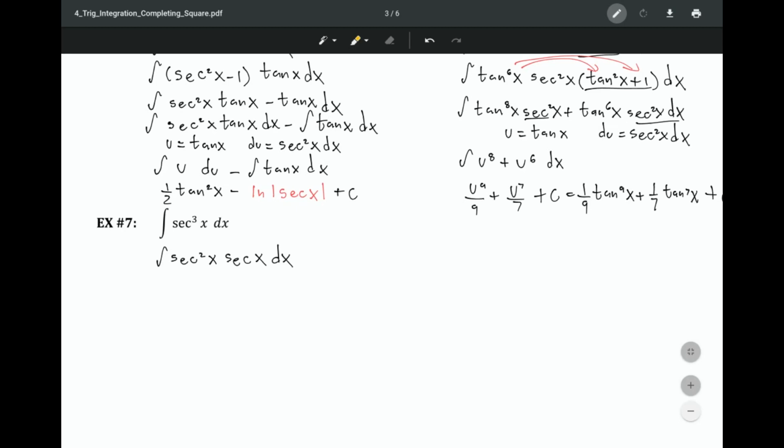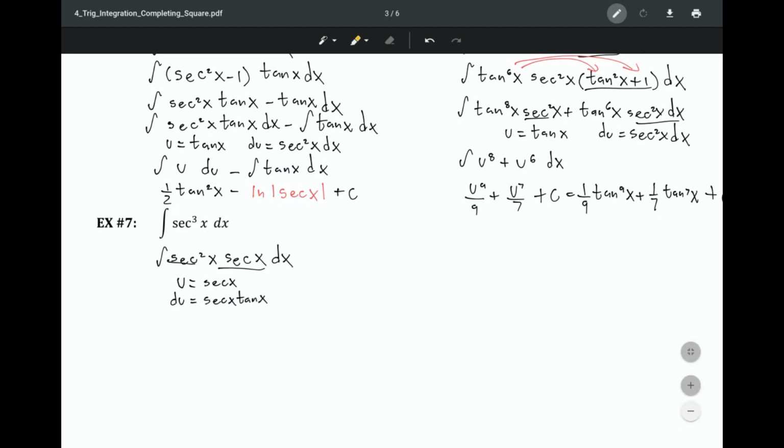Well, first, can you set one of these to be u? You want one of them that's easy to take the derivative of, and the other one needs to be easy to take the antiderivative of. So if I make u be secant x, then the derivative of u would be secant tangent. Now, I know you don't see this on here, and that's fine.